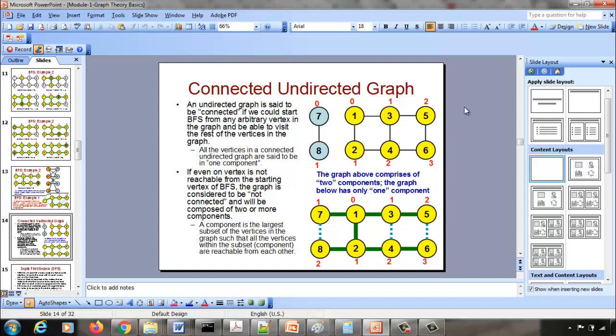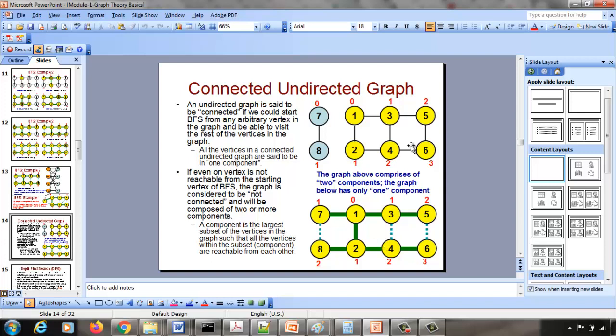So 1, 2, 3, 4, 5, 6 are said to be part of what is called a component. 7 and 8 are also part of a component. So there are two components in this graph. If a graph is connected like this, all vertices are reachable to each other, so we say the whole graph is in one single component.